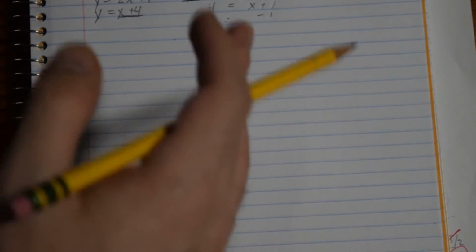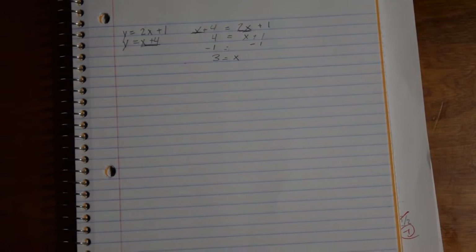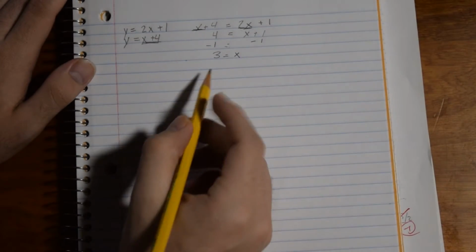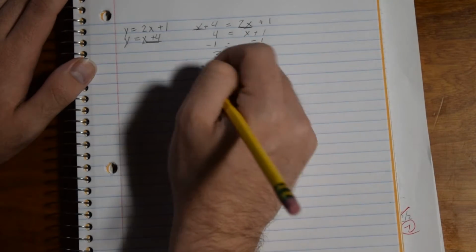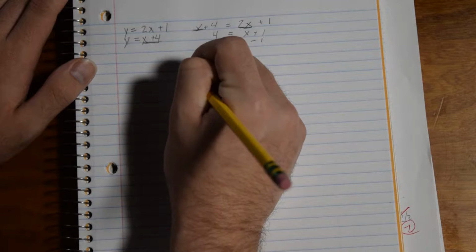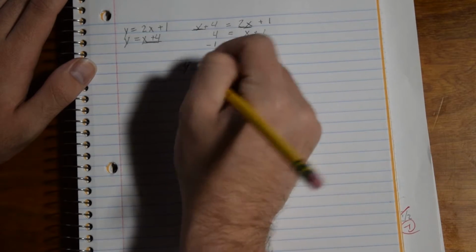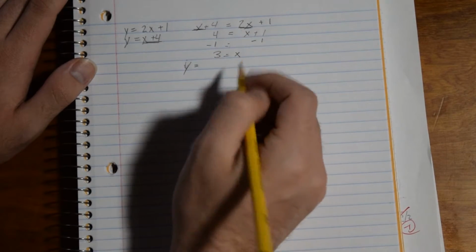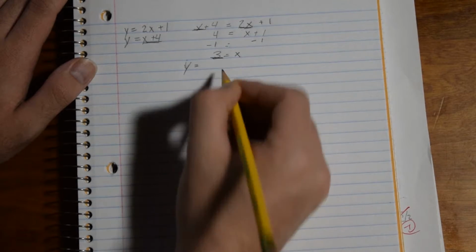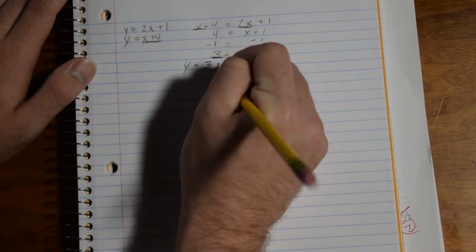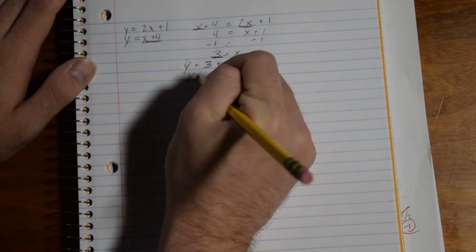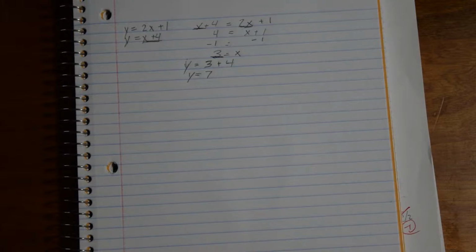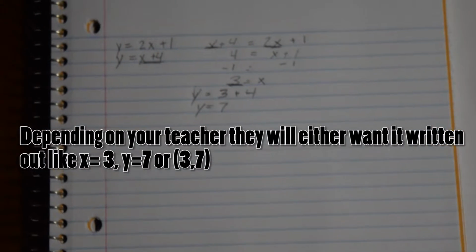So we've solved for x here. And now that we've solved for x, we can go ahead and solve for y. So y equals, and then you plug in the 3 here, 3 plus 4. So y is 7. Alright, so there we go.